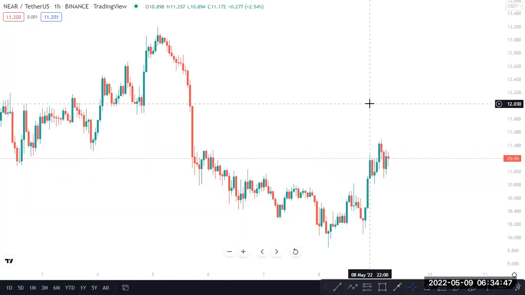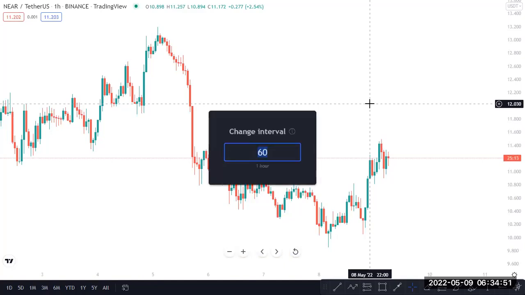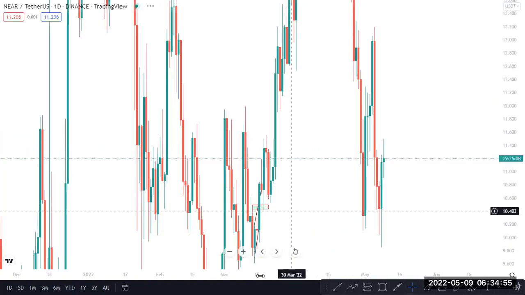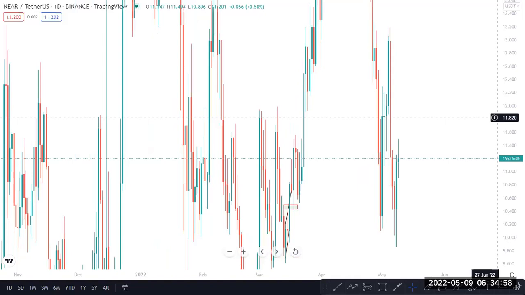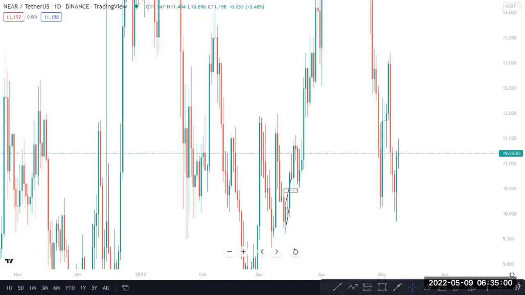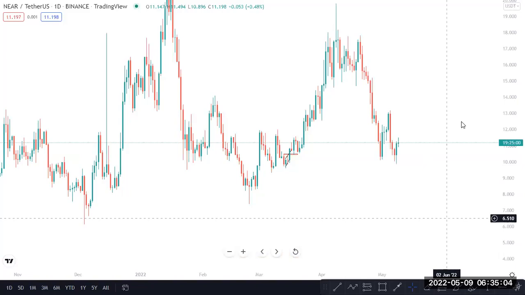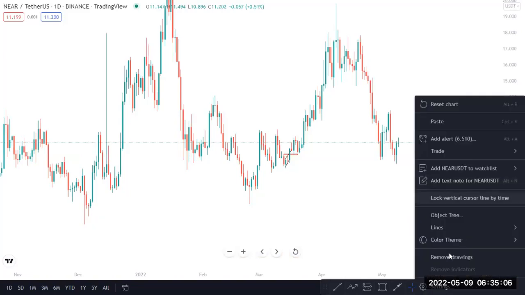This is Naya, right? So let us see the long-term buyers of this coin, what to expect on this coin and what not to expect, right? Let's see. Let's delete all drawings.